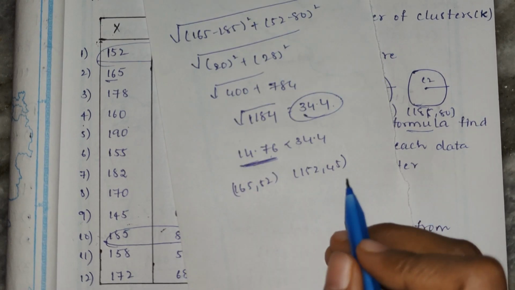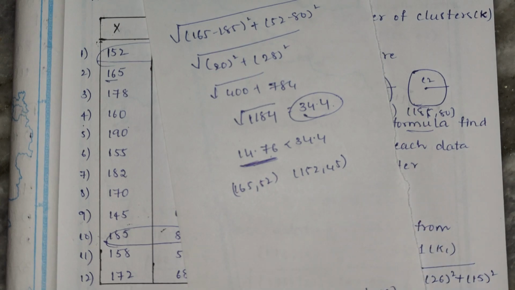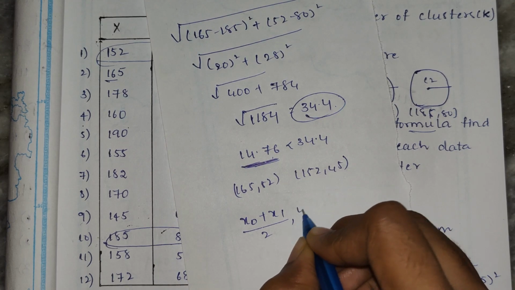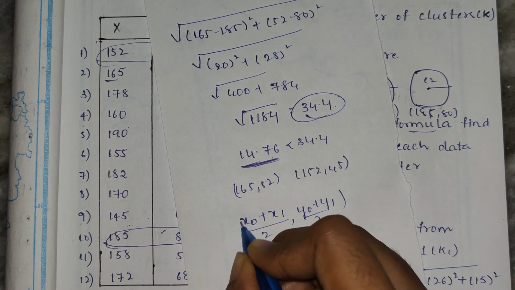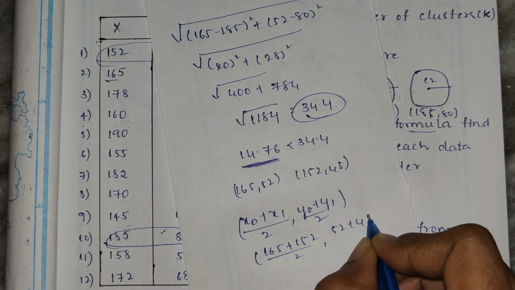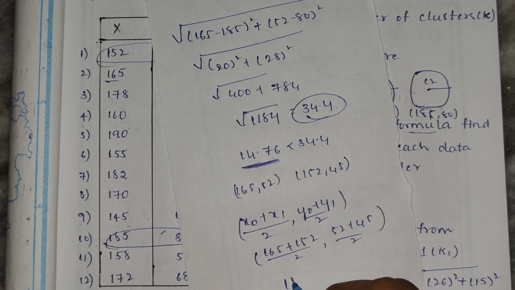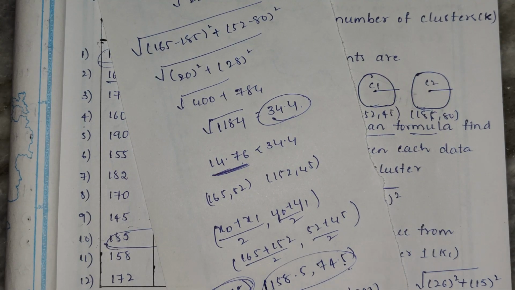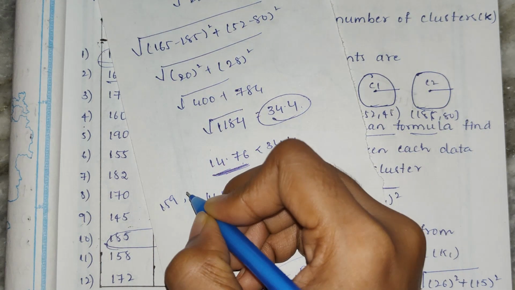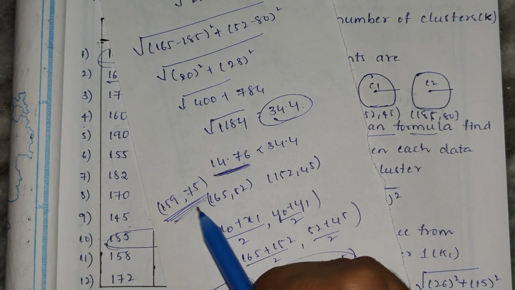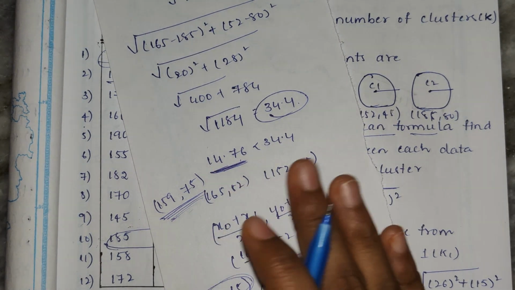Now we should find a new centroid for these two data points. Understood? The centroid formula is (x0 plus x1) by 2 and (y0 plus y1) by 2. By using this, we will be getting (165 plus 152) by 2 and (52 plus 45) by 2. This gives 158.5 and 74.5, and this can be written as 159 and 75. Understood? From now on we will be considering this as the new center for cluster 1. Understood? This is the process.